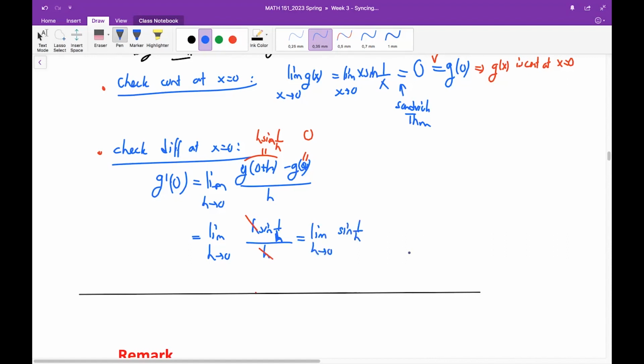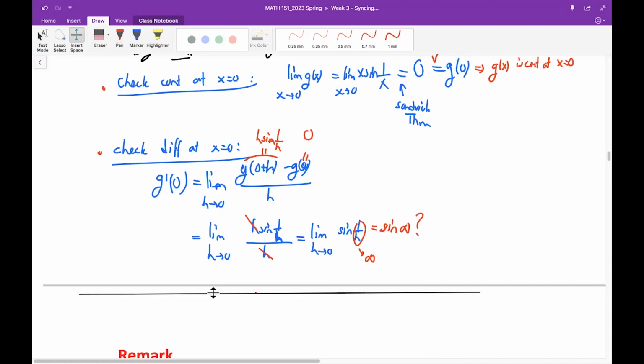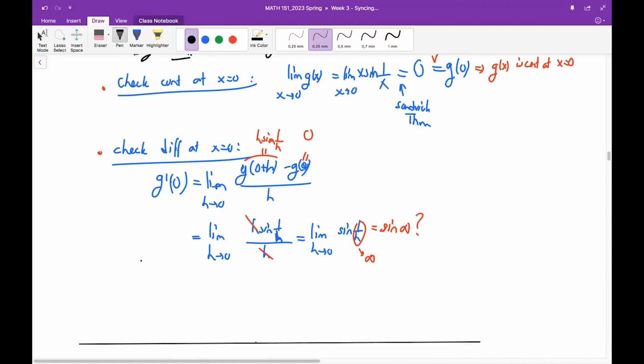What do you think? What is the result of sine 1 over h as h goes to 0? As h goes to 0, this part goes to 1 over 0, which is infinite. And what is sine infinity? What kind of thing is this? Does this limit exist as a finite real number, or does it not exist? Undefined.